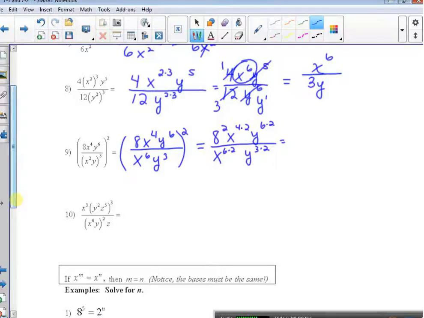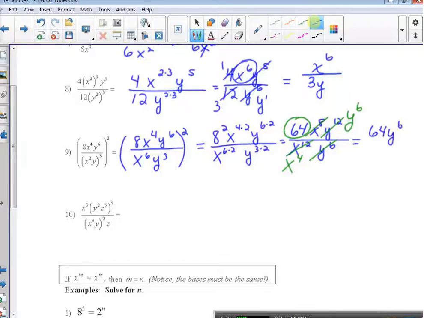There's more than one way to solve these. This is just what I saw. And then that's 64, x to the 8th, y to the 12th, over x to the 12th, y to the 6th. And then we can further simplify some things. X to the 12th and x to the 8th become x to the 4th in that denominator. And y to the 12th and y to the 6th become y to the 6th. And then don't forget your 64. So we get 64 y to the 6th all over x to the 4th. Done.